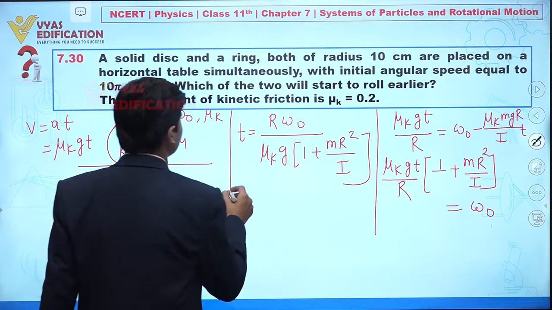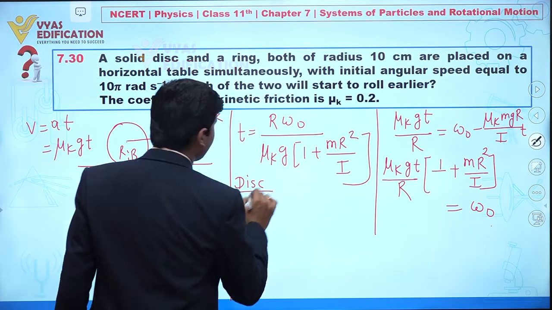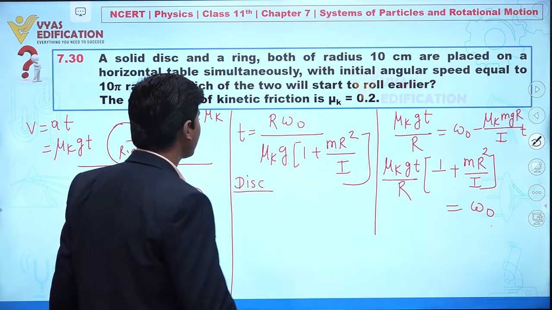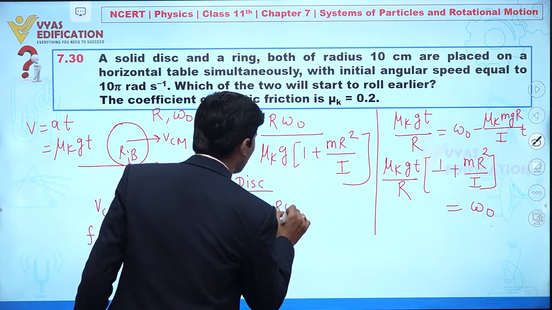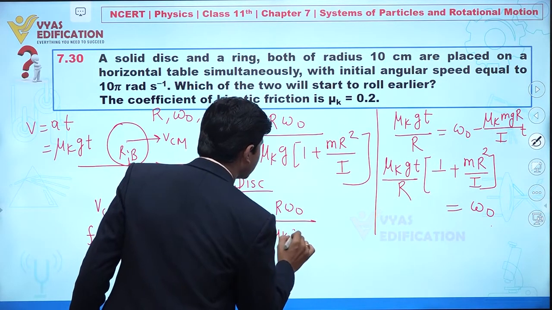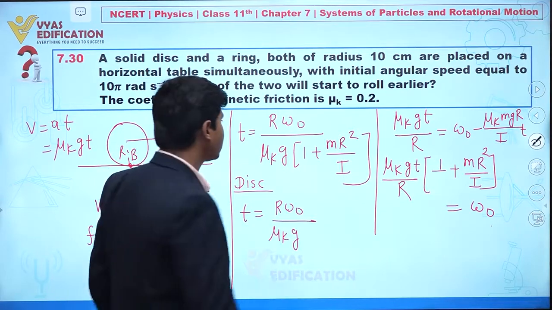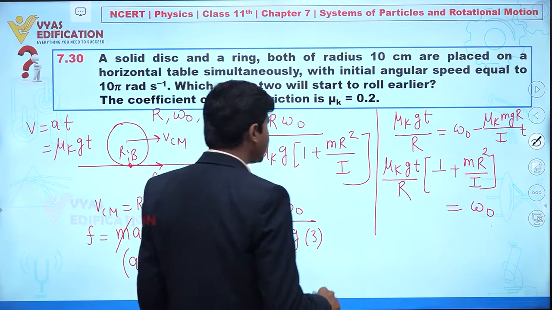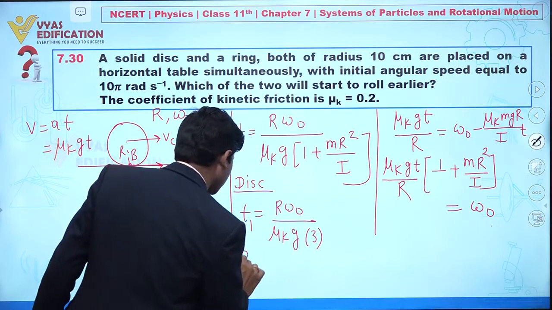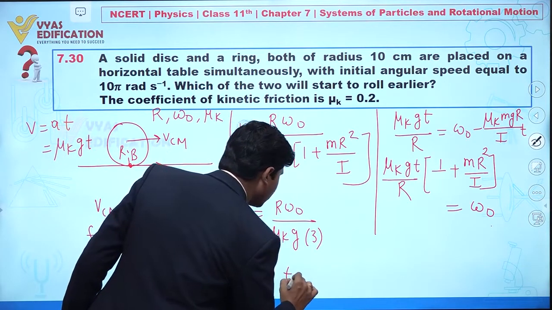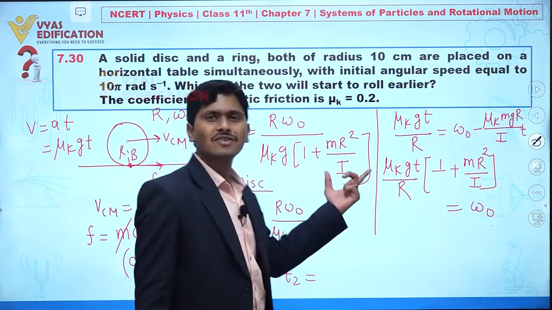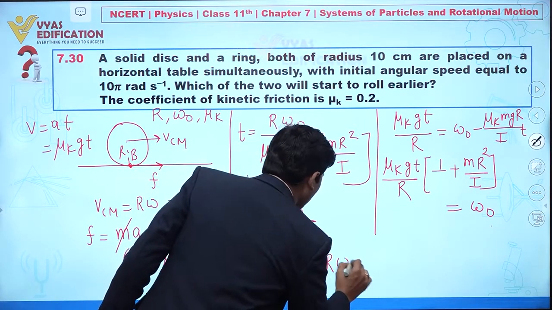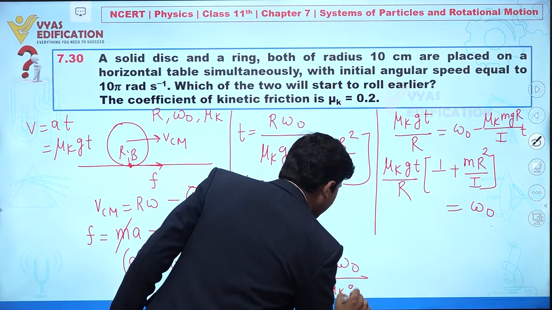Now if I talk about a disk, listen carefully, for a disk we can say I equals m r square by 2, clear. So I can say this is given by r omega naught divided by mu k g, and this is m r square by 2, so this is equal to 3, and this is the time for the disk. Now suppose I am talking about a ring, and I calculate the value t2, then for a ring I equals m r square, so m r square and m r square cancel out, this becomes 2, so r omega naught divided by mu k g, and this is 2.